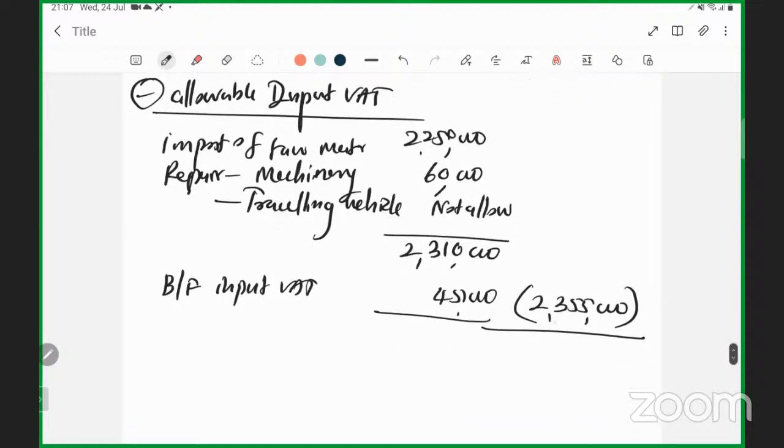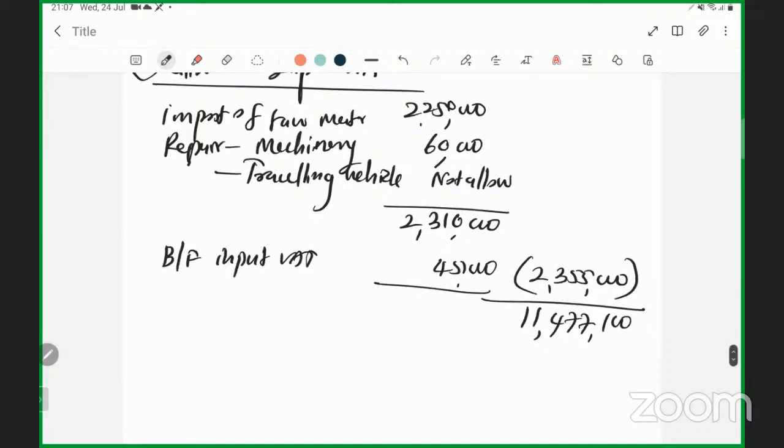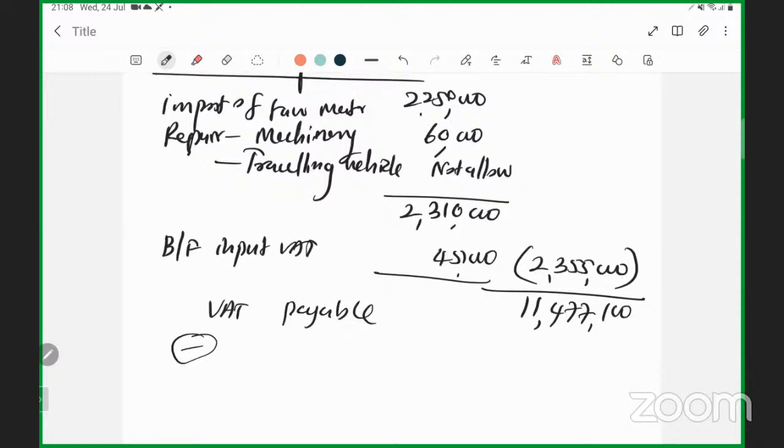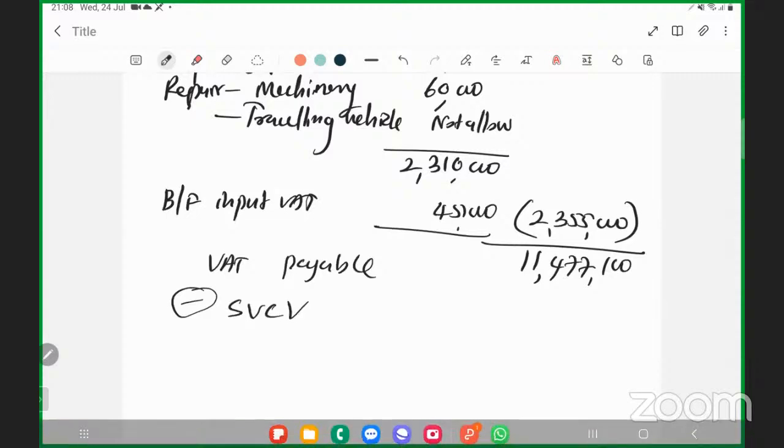So that's something about 11,477,100 as per this calculation. Please check whether this is correct or not, right? That is VAT payable. Then deduct the SWAT credit vouchers. You can deduct the SWAT credit vouchers.